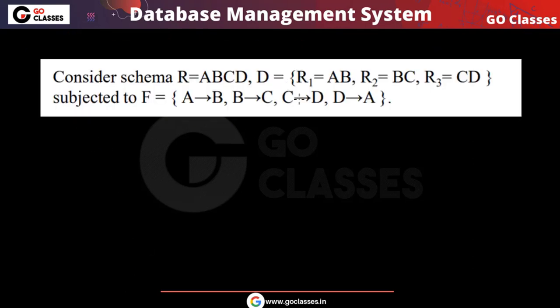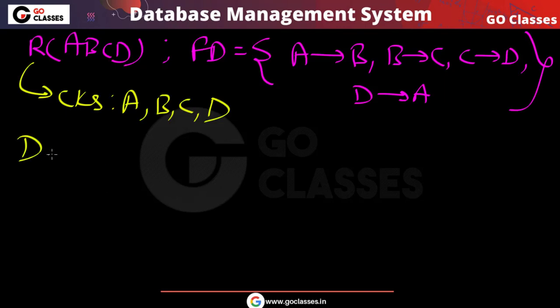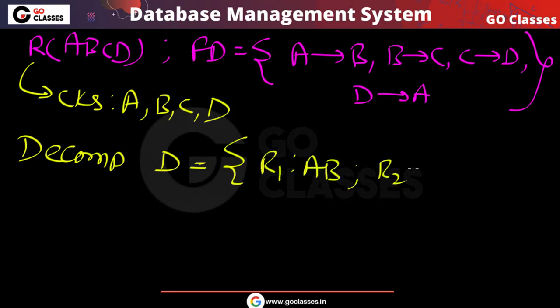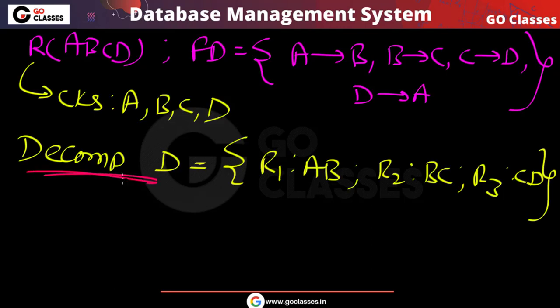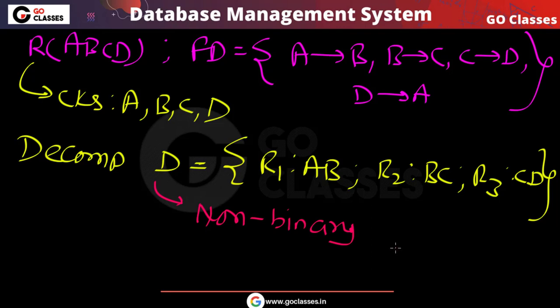Now you can notice the decomposition is given: AB, BC, CD. So this decomposition D is given, which is AB, BC, CD. Now let us see whether this decomposition is lossless. First of all, this is a non-binary decomposition, so we cannot apply the condition of binary decomposition.